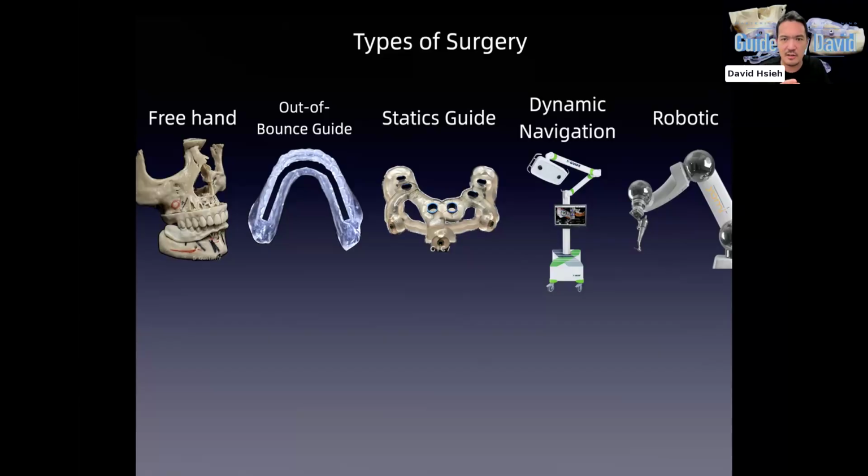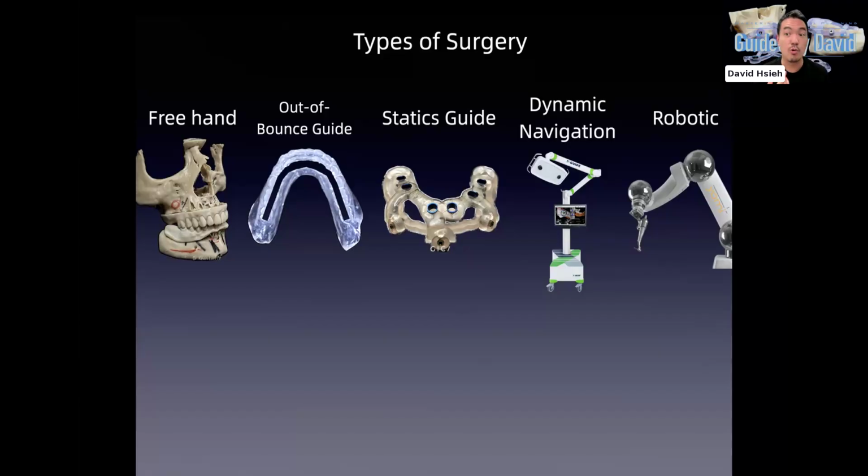And the other thing is dynamic navigation, right? It's basically just a screen. When you move your handpiece, the slides on the computer will show what the bone looks like down there. So you can do your wax up there, and then just start your surgery from there. It's a very useful tool also.